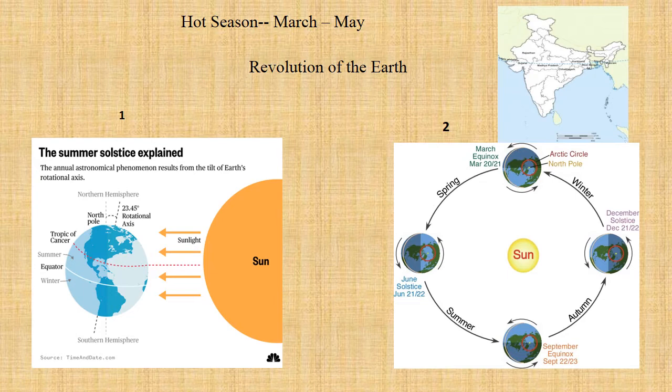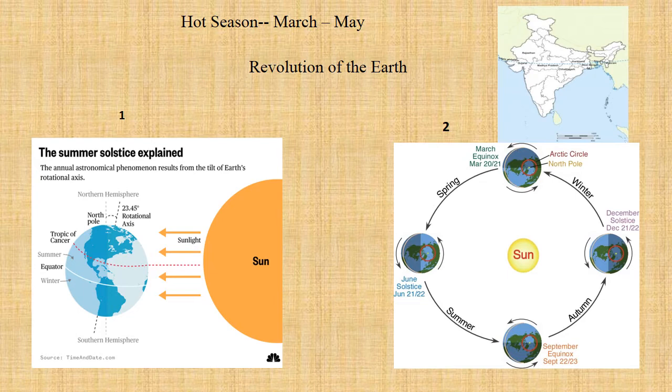Go to the right hand corner, map of India. The Tropic of Cancer passes through India. It passes through Gujarat, Madhya Pradesh, Chhattisgarh, Jharkhand, West Bengal, Tripura, Mizoram. As the Tropic of Cancer passes through our country, we can say that the angle of sun rays is very high in summer season.